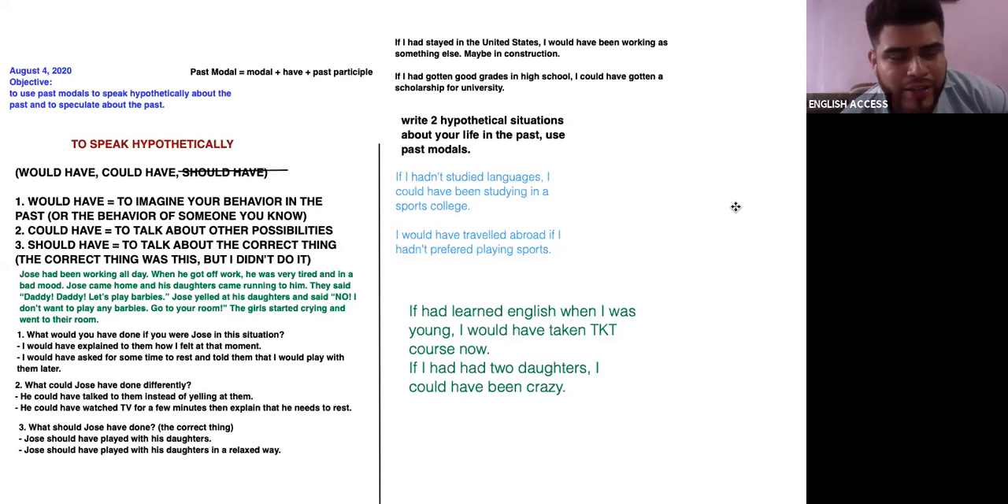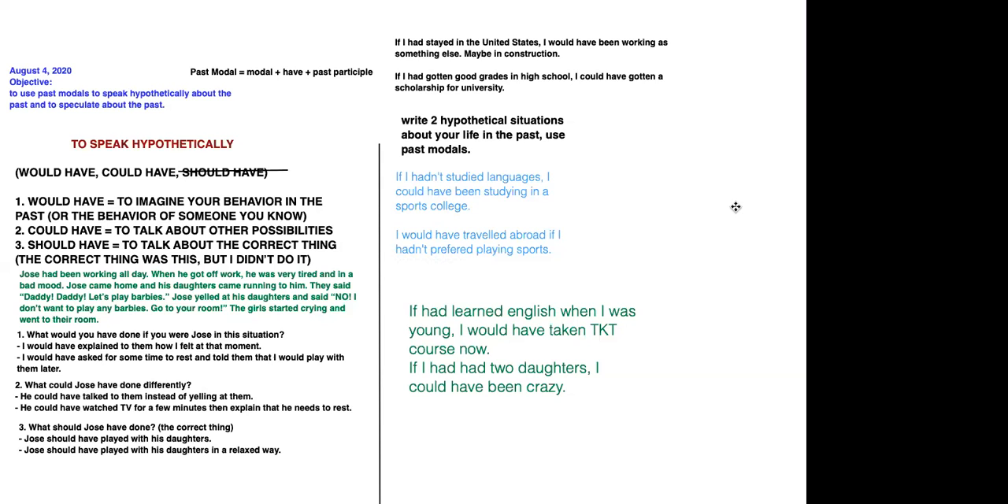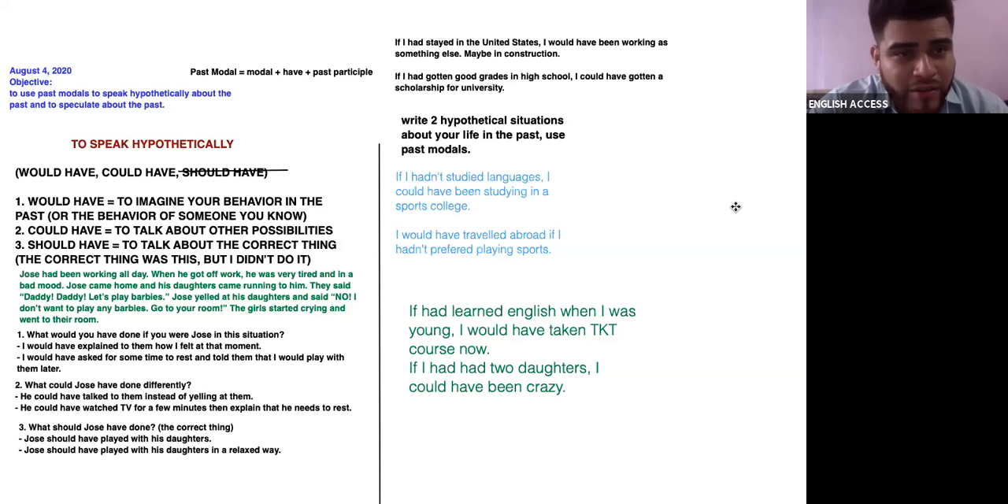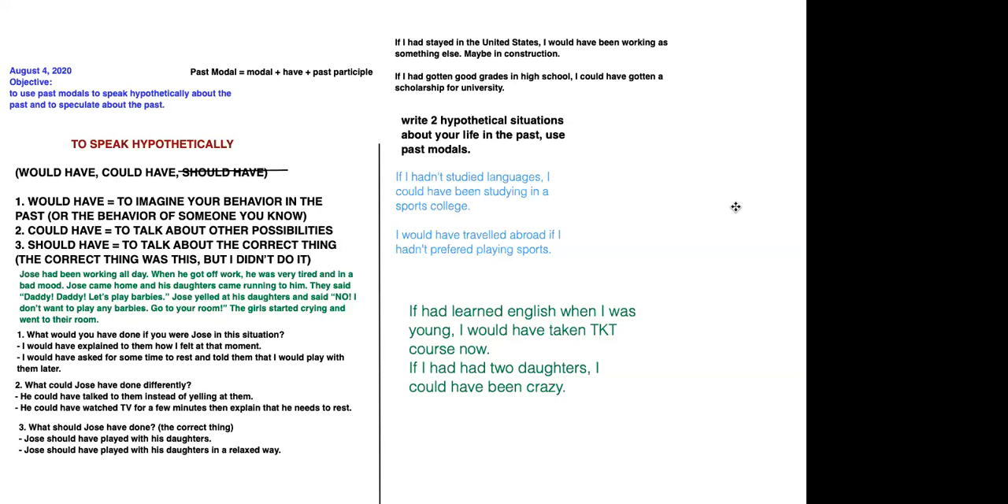And let's see, Nydia, can you tell me your sentences in green? If I had learned English when I was young, I wouldn't have taken the TKT course. Nice, nice. The other: if I had had 2 daughters, I could have been crazy.